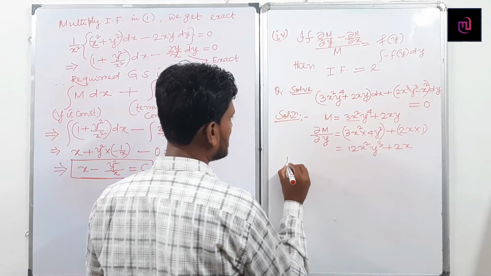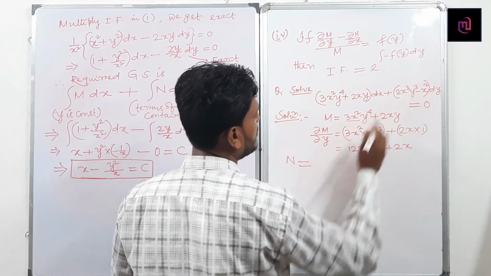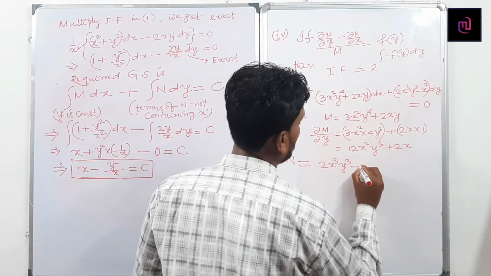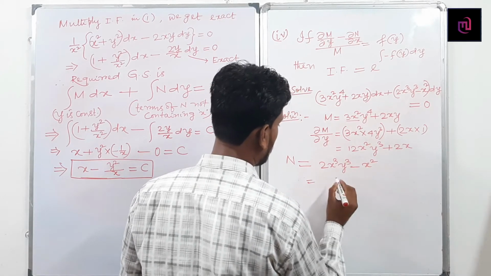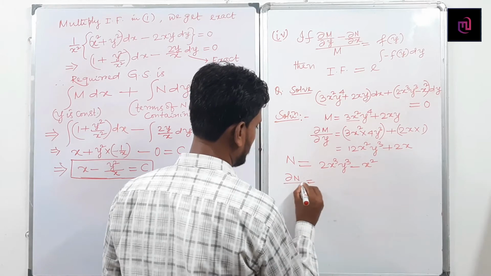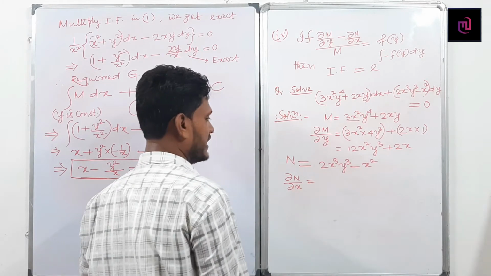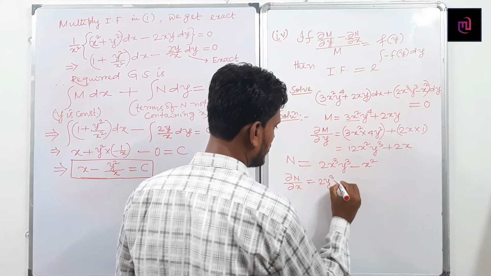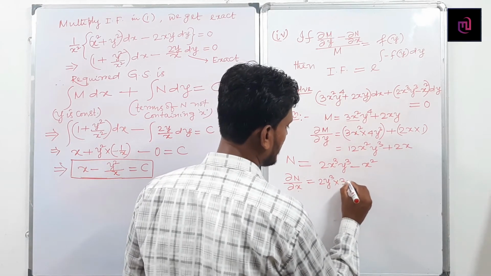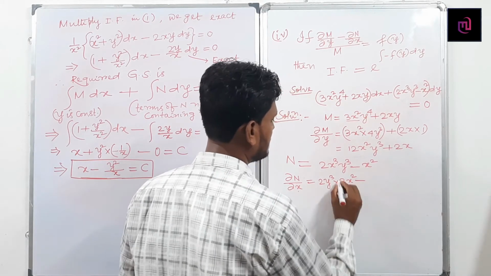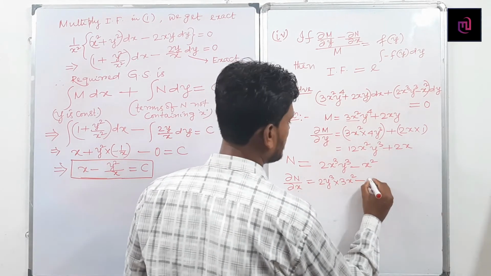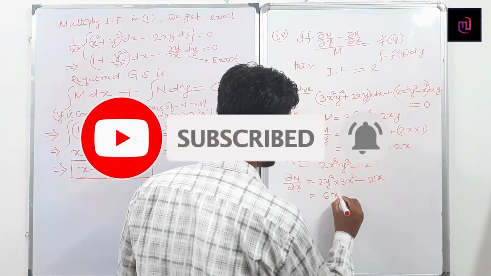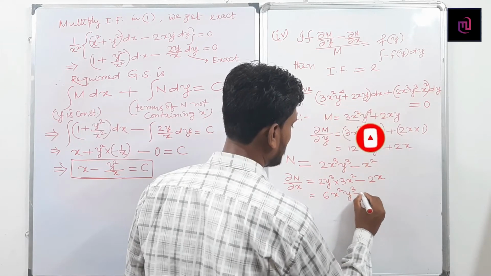And n becomes how much? n becomes 2x cube y cube minus x square. So can I write del n by del x, taking partial derivative with respect to x both sides. So 2y cube is constant, so 2y cube into del x of x cube, so 3x square, minus del x of x square, that becomes 2x. So finally we get 6x square y cube minus 2x.